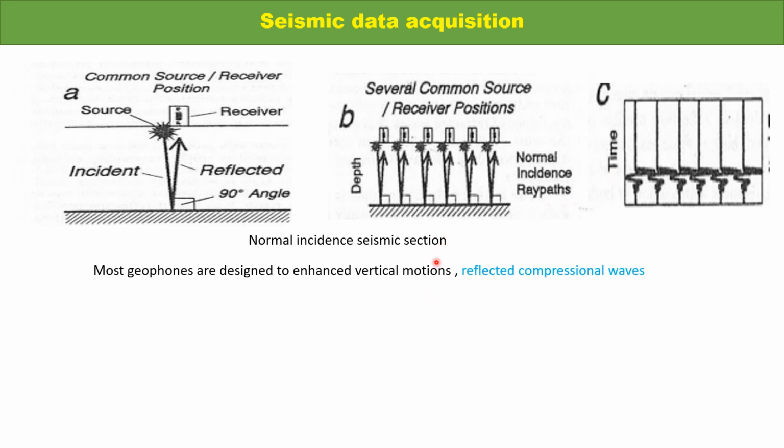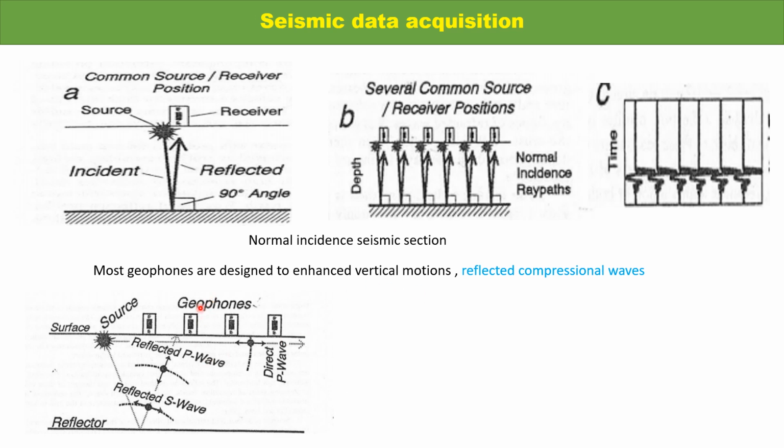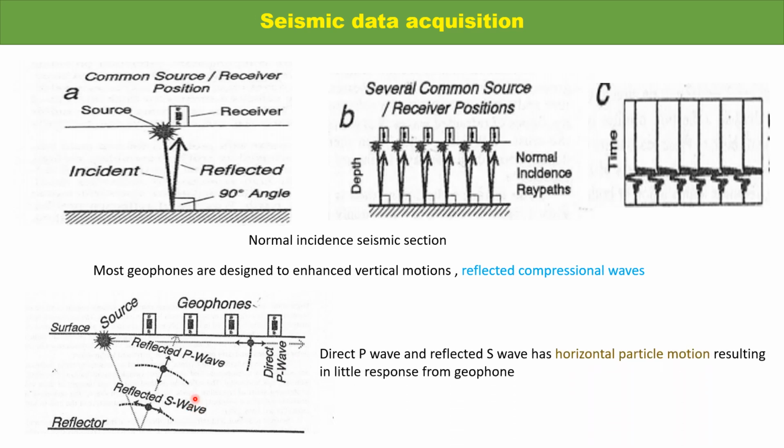Generally, geophones are designed in such a way that they enhance the vertical motion, that is the reflected compressional wave. Normally a combination of geophones is used to eliminate noise. From the source, the shot is triggered and that will be reflected, and there is a reflected P wave, reflected S wave and the direct P wave. Generally the S wave and the direct P wave record horizontal particle motion, and in the geophone it has a little response, but the reflected P wave has a vertical motion which has a strong response in the hydrophone. So we deal with the reflected P waves that are coming.